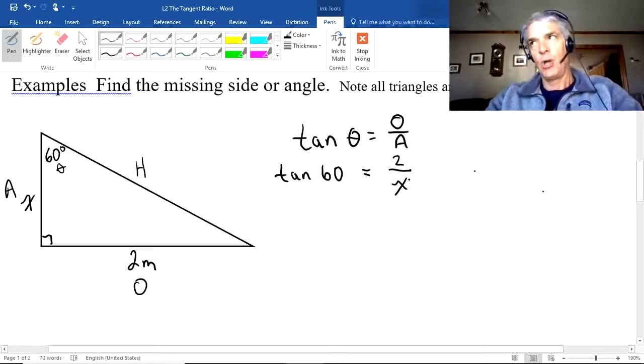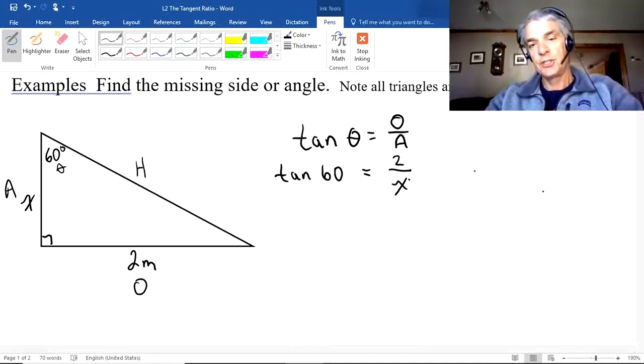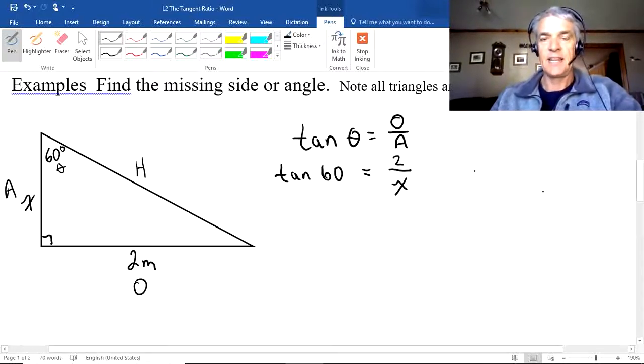Now I need to solve this. Okay. Now, there's a couple things. I'm going to show you a couple little tricks here. First of all, I'm going to find the value of tan 60. Let's put it in there. And I always write this to 4 decimal places.